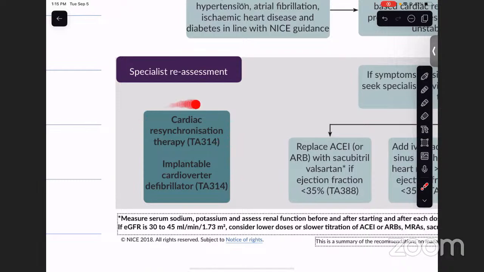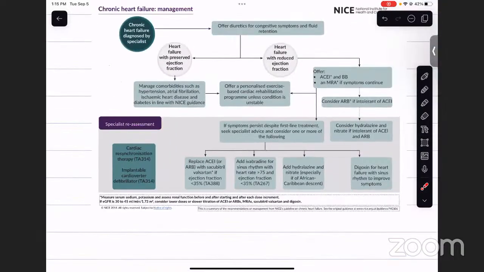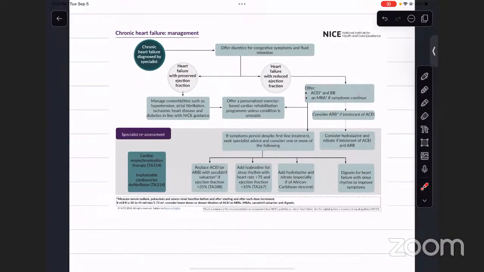Here is one thing we need to notice. Cardiac resynchronization therapy means synchronization of the LV with the RV. It can be seen on the ECG as a QRS complex duration of more than 130 milliseconds. If the QRS complex is more than 130 milliseconds, we can add cardiac resynchronization. We can give cardiac resynchronization therapy after first-line management of chronic heart failure. So these are the NICE guidelines about chronic heart failure management.